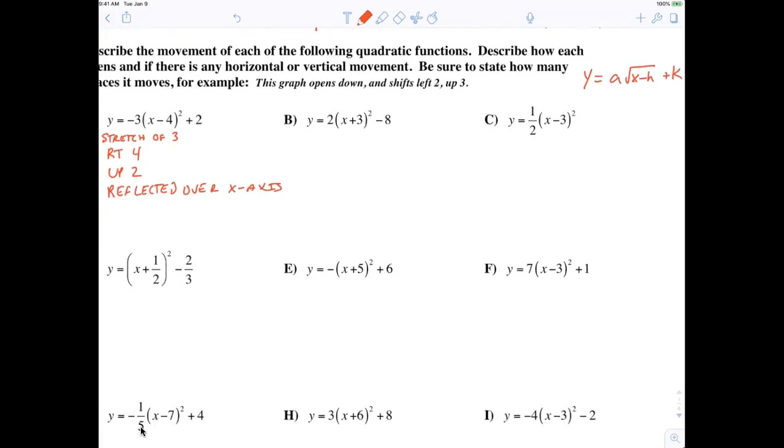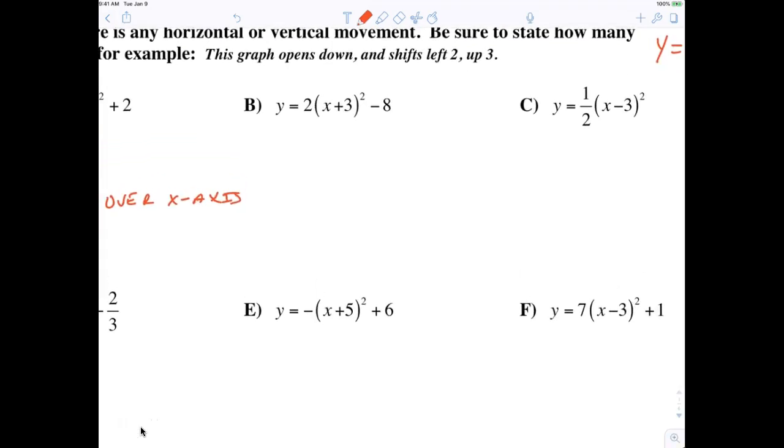So for letter B, we would say it's a vertical stretch of, shifted left 3 and down 8. Any issues with that?